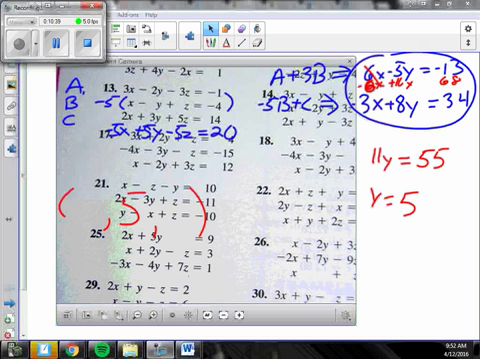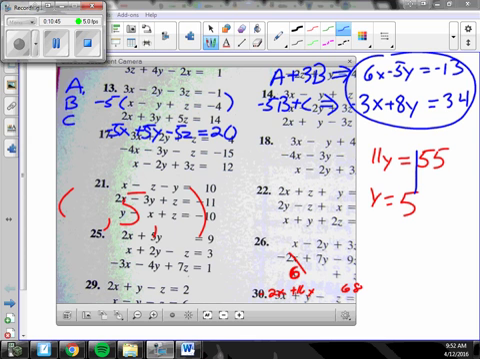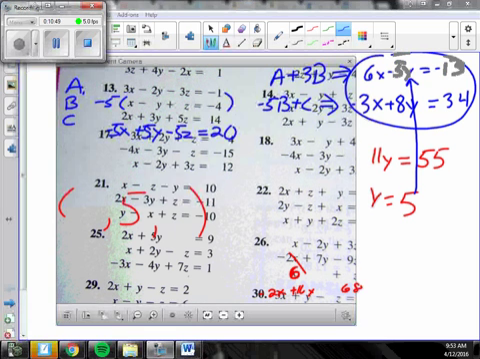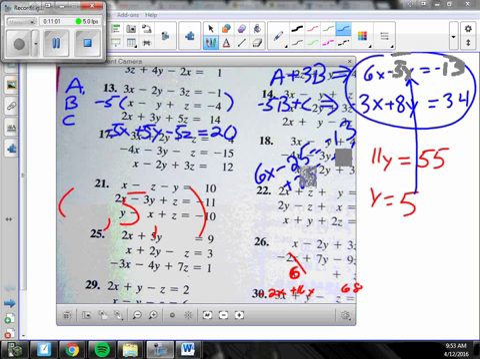So let me clean this up a little bit. So now I want to stick this 5 in either of these. It doesn't matter which one. So I heard you want to plug into that one. So 6x minus 25 equals negative 13. Add 25. 6x equals 12. So x is 2.